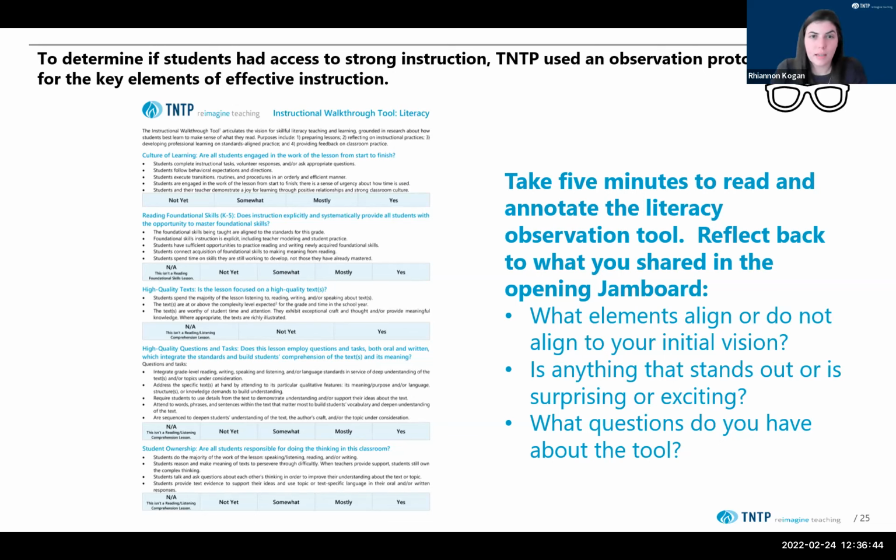Take about 30 more seconds to jot down your thoughts or reflect on them. And then we're going to go into breakout rooms to discuss these questions with our colleagues.